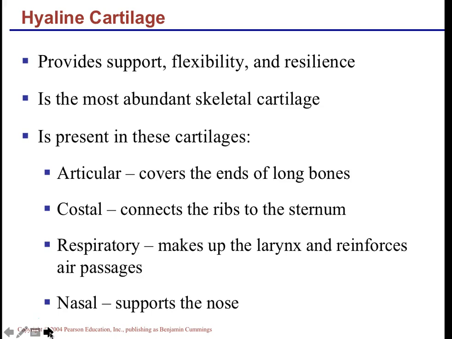So just as an overview, hyaline cartilage supports, it's flexible, and it's the most abundant skeletal cartilage in the body. It's presented in three forms. Articular hyaline cartilage covers the ends of long bones. Costal hyaline cartilage connects the ribs to the sternum or breastplate. Respiratory hyaline cartilage makes up the larynx and reinforces the air passages. And then nasal hyaline cartilage supports the nose.